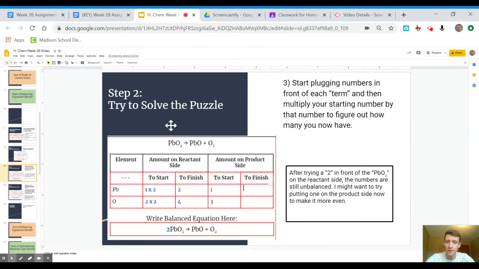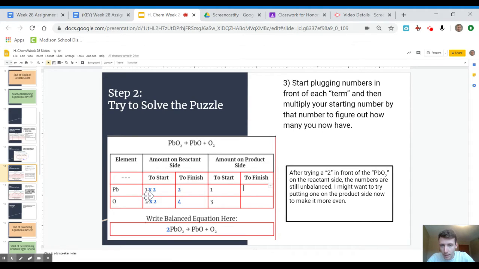Third thing, you're going to start doing some guess and check. Plug some numbers in front of each term or group of elements that are together and multiply that group by whatever number you put in front of it. That's going to give you your finishing number. That's how many you'll have. So here I started by just trying to put a 2 in front of the PbO2, in front of the lead oxide. So I put a 2 here, which means I need to multiply all of these by 2, which you can see I did right here.